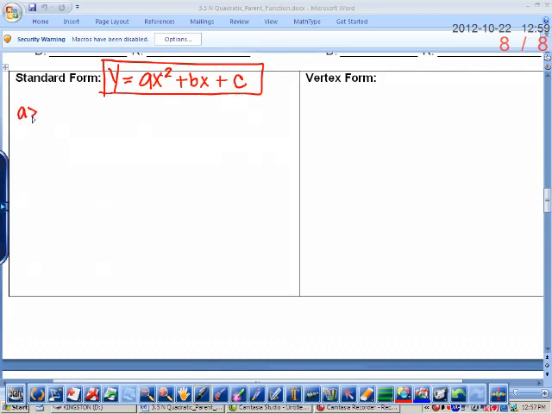If a is greater than 0, it's going to be concave which way? Good. If a is less than 0, it's going to be concave down.